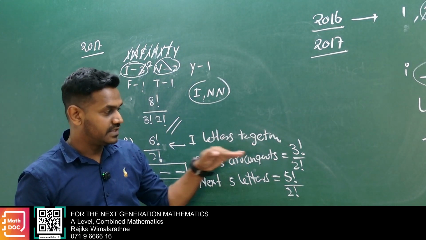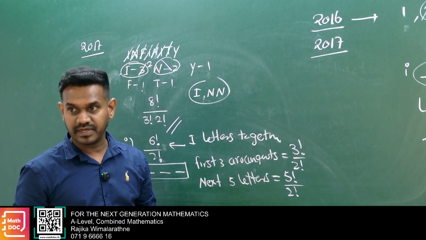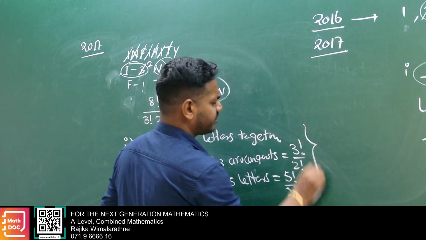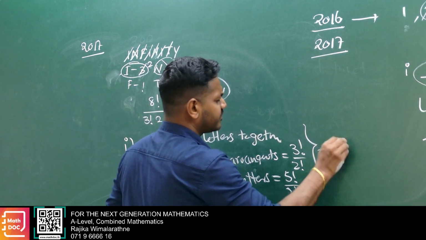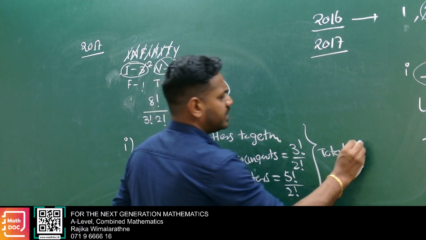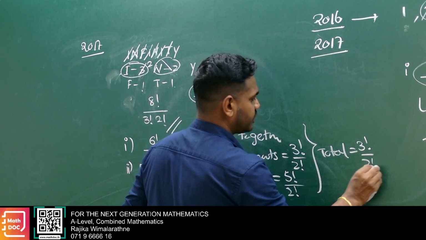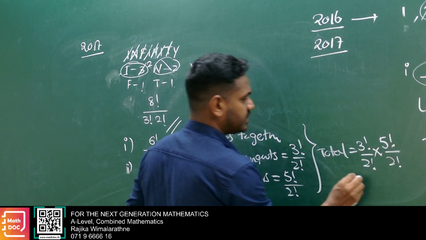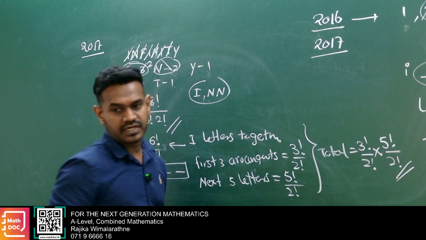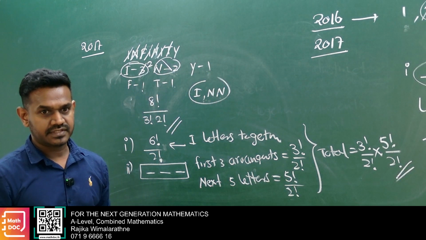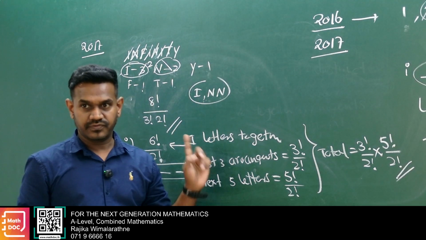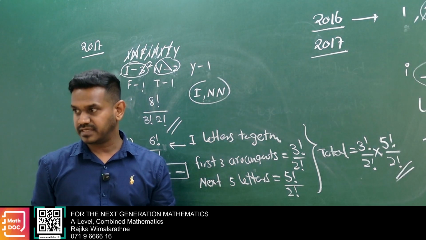Then here first event, here second event, now you combine by multiplication. Then total will be 3 factorial divided by 2 factorial times 5 factorial divided by 2 factorial. Here total arrangements: first 3 I, N, N, thereafter next arrangements.